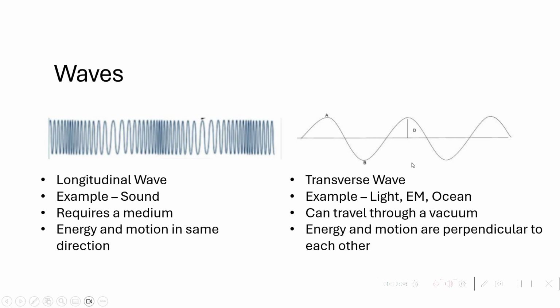This is your transverse wave. Light, electromagnetic, ocean. The transverse waves can travel through a vacuum. Energy and motion are perpendicular, so this motion is up and down, but the wave is moving, the energy is moving, to the right, or left and right.